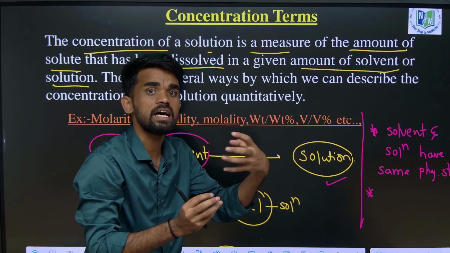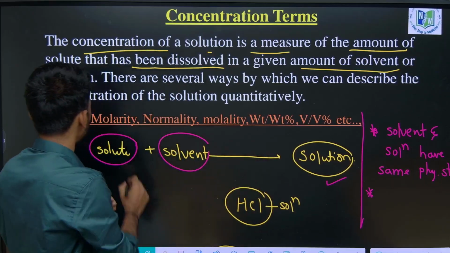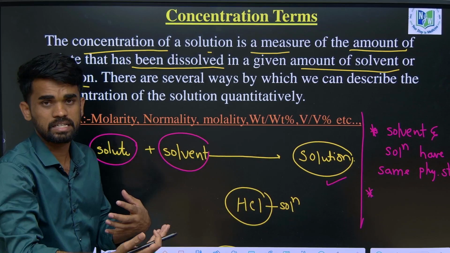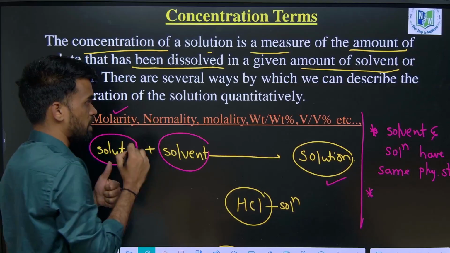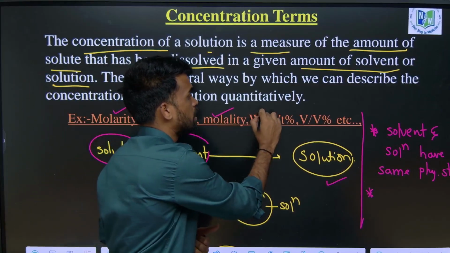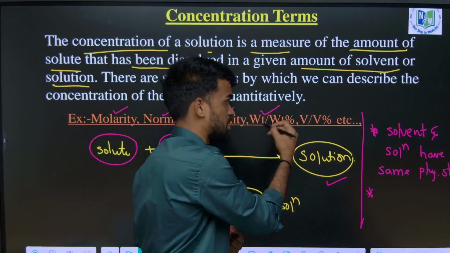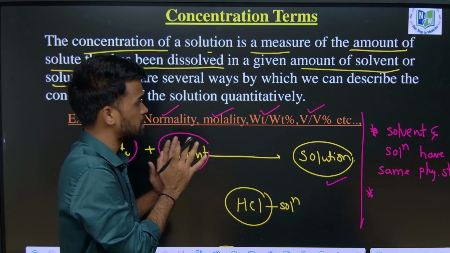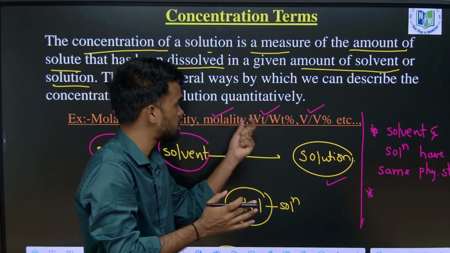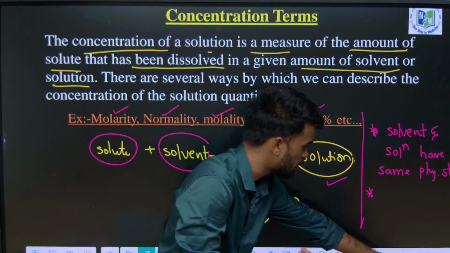So now, what are the concentration terms we have? There are different concentration terms, which means we can express concentration in different ways. Let us consider molarity as one example, and normality, molality, weight by weight percentage, or volume by volume percentage, etc. are concentration term examples. Let us go through these one by one and make it more clear.